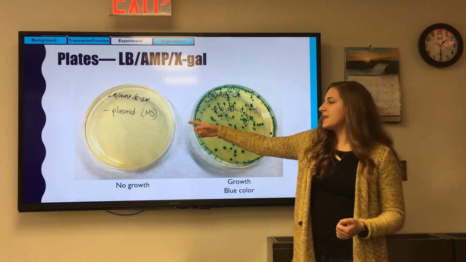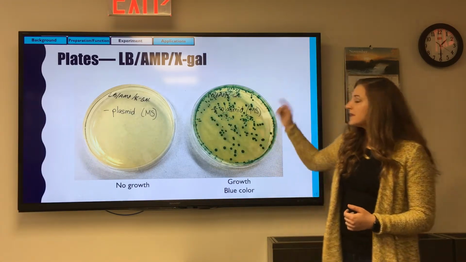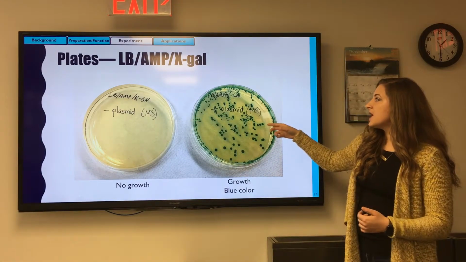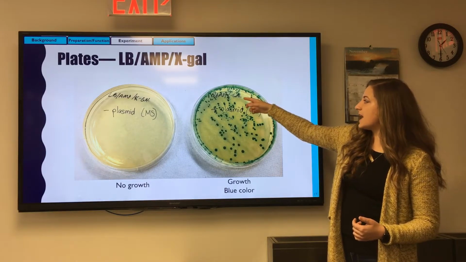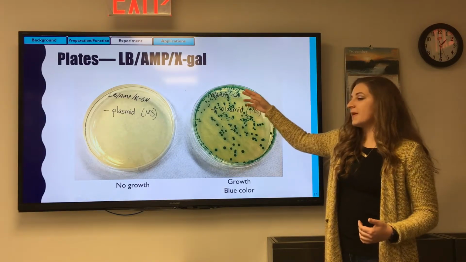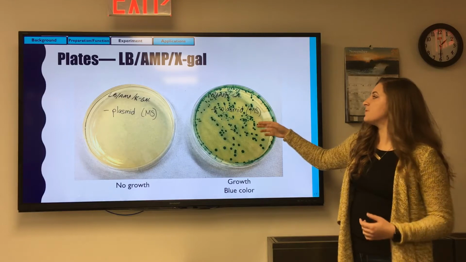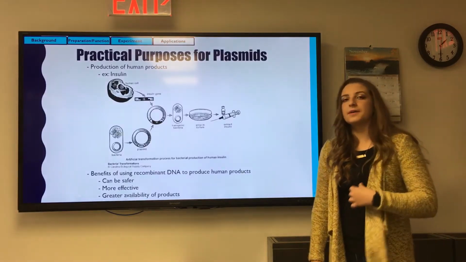Plates 5 and 6 exhibit a similar story. There is no growth on the negative plasmid plate. However, there is growth on the positive plasmid plate, and it's blue because X-gal has been added, which is a chemical, or sugar, that can be broken down to exhibit the blue color.